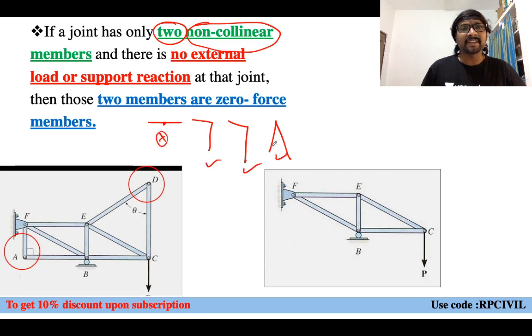Non-collinear members, and no external load or support reaction. When there is no external load or support reaction at the joint, what will happen? Then those two members are zero force members.